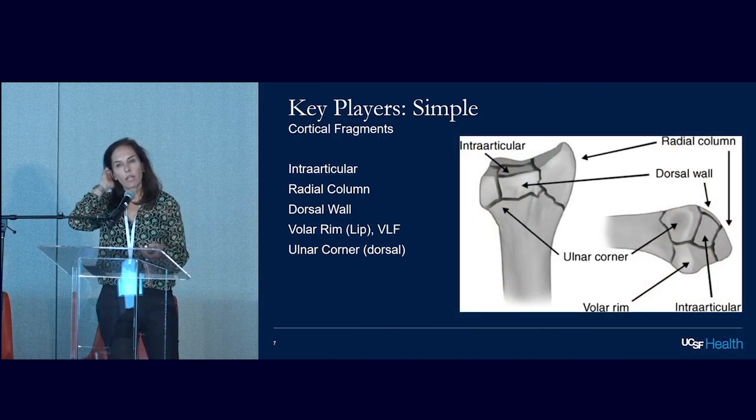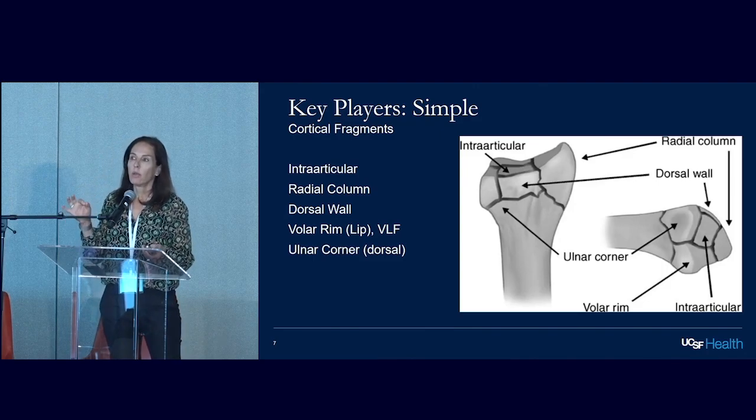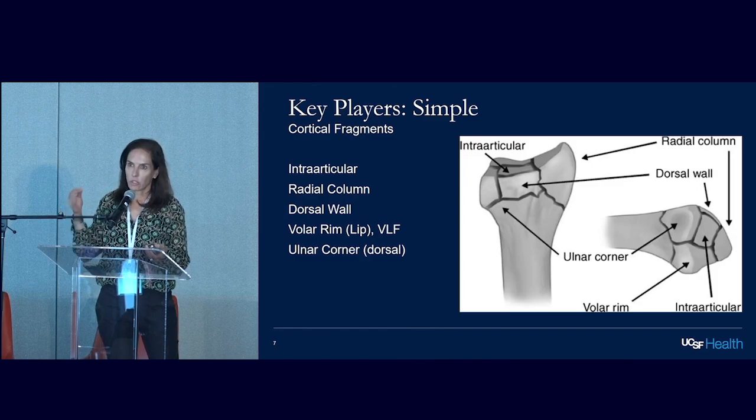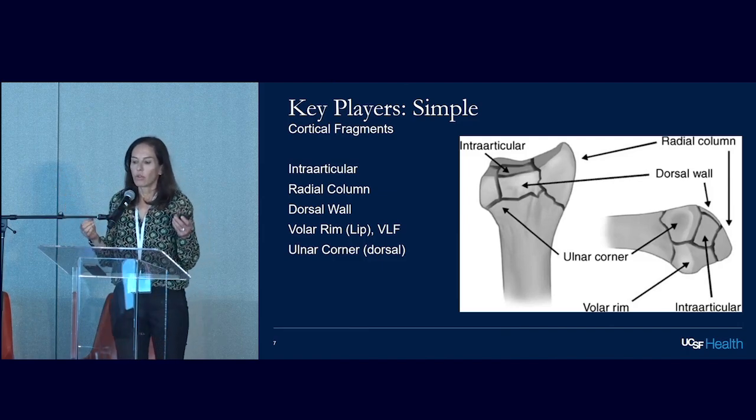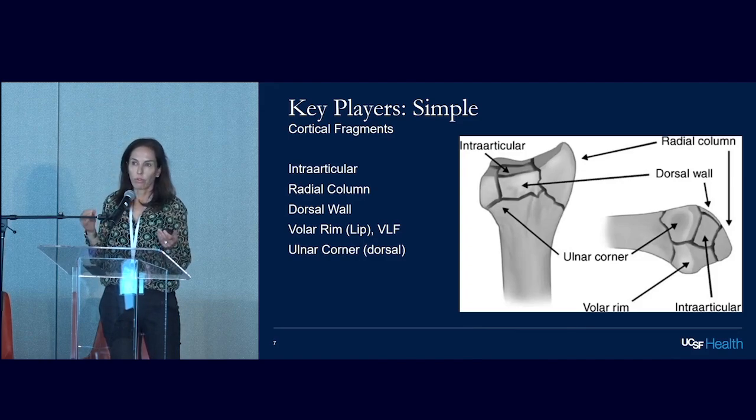So the 5 key cortical players. If anybody hasn't read Rob Medoff's article in Hand Clinics, which goes over all of this, it's great to look at. Every single fracture you look at has at least one of these fragments. There's typically an intra-articular impacted fragment in severe axial load injuries. There's always a radial column fragment. You have your dorsal wall, which may be just a very small piece or can comprise up to 50% of the articular surface. Then you have your volar rim, also known as the volar lip or the volar lunate facet fragment, and then the ulnar corner.